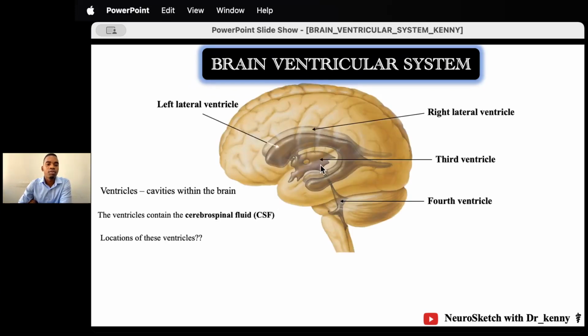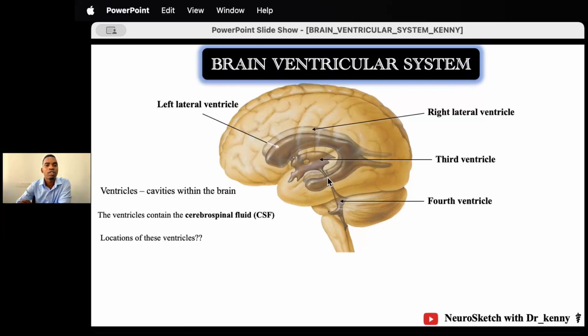So inside the brain we have the fluid-filled cavities. We have the cavities that are holding fluid. These cavities are called the ventricles. So the brain ventricles, these are the fluid-filled chambers within the brain that are holding a special fluid which is called the cerebrospinal fluid.